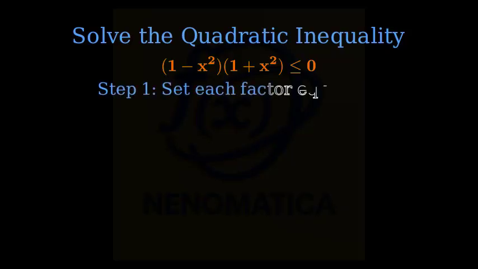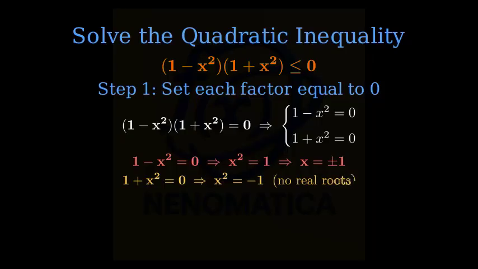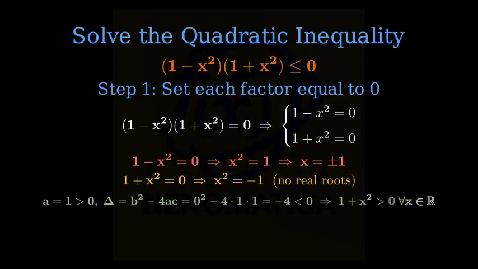Step 1. Set the product equal to 0 and split into factors. We have (1 minus x squared) times (1 plus x squared) equals 0. That means 1 minus x squared equals 0, or 1 plus x squared equals 0. Now, solve the first one. 1 minus x squared equals 0 implies x squared equals 1, so x equals plus or minus 1.